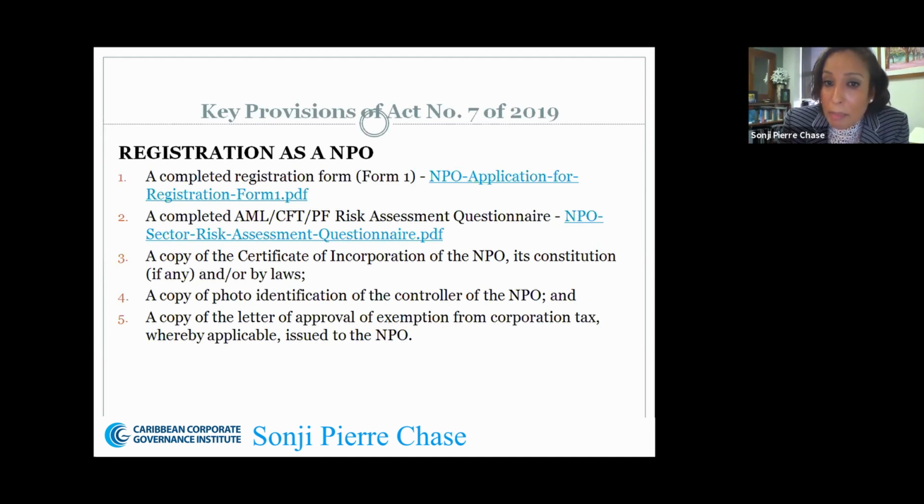You have to submit a complete risk assessment questionnaire. And let me just tell you briefly what the purpose of the risk assessment questionnaire is for. The risk assessment questionnaire is to determine the level of supervision your NPO requires. Remember, the purpose of this legislation is to protect you from being used as a conduit for money laundering and financing weapons of mass destruction or the proliferation of weapons of mass destruction. That is the purpose of this act, is to prevent an NPO from being used as a conduit.